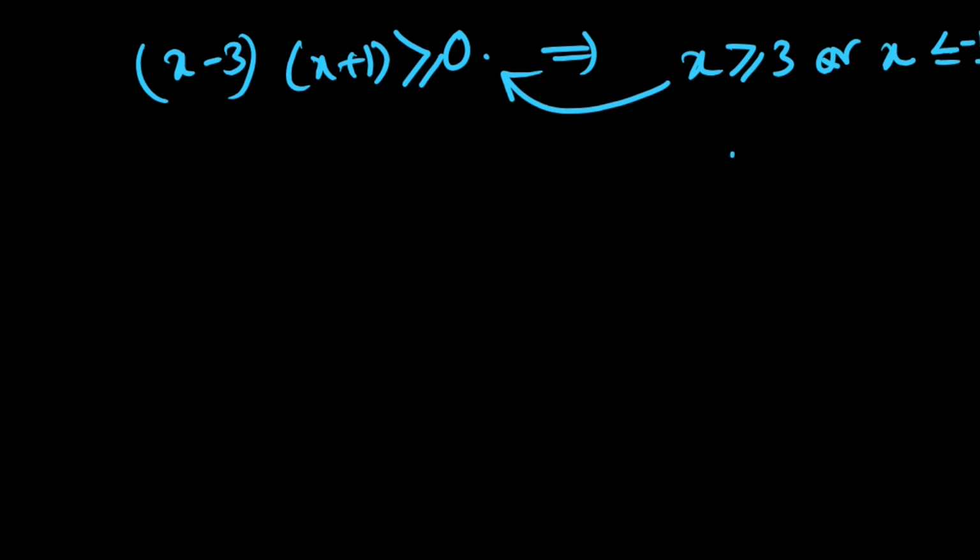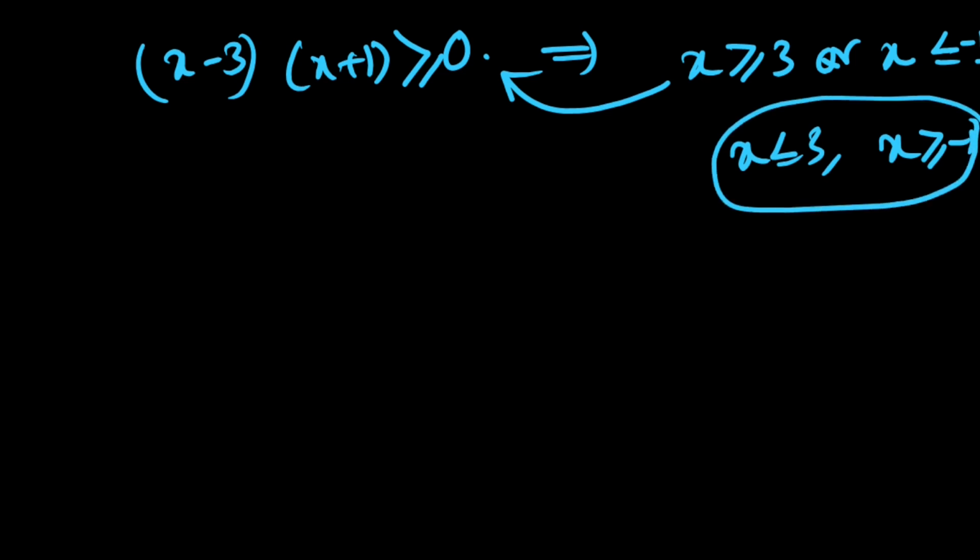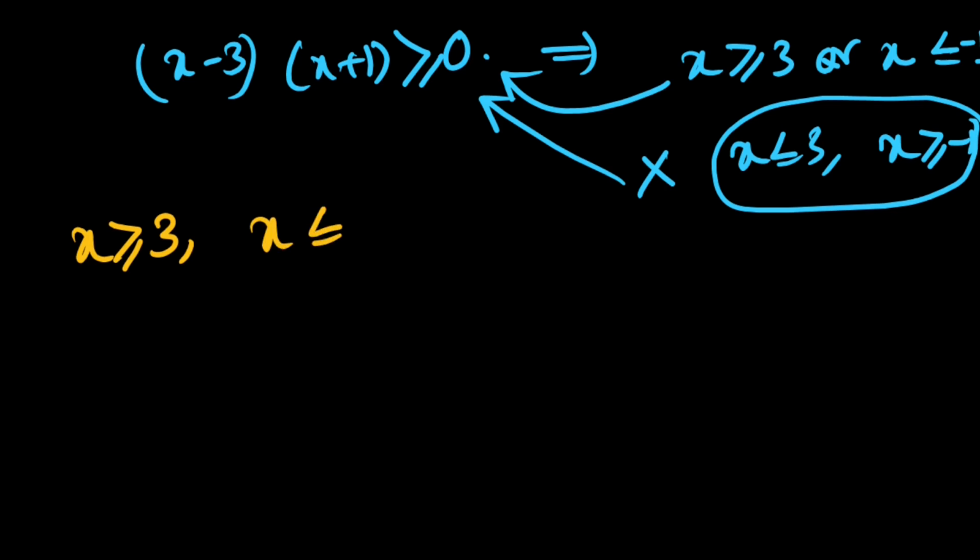In any other case, x less than or equal to 3 and x greater than or equal to minus 1, if we choose, these values do not satisfy this inequality. In this case we choose this value, so x greater than or equal to 3, x less than or equal to minus 1. If we choose any value from this interval and put it here, then we see this inequality does not hold.